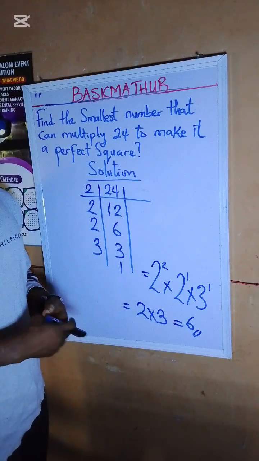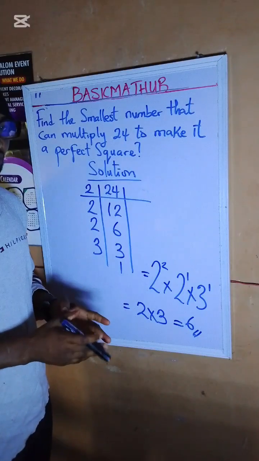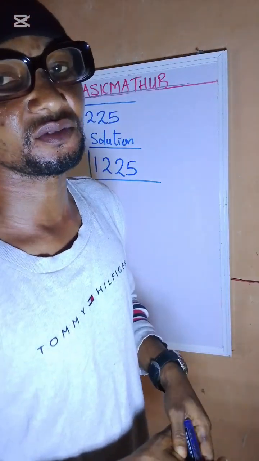And 144 is a perfect square because the square root of 144 is 12. That is how to have a solid foundation in mathematics.